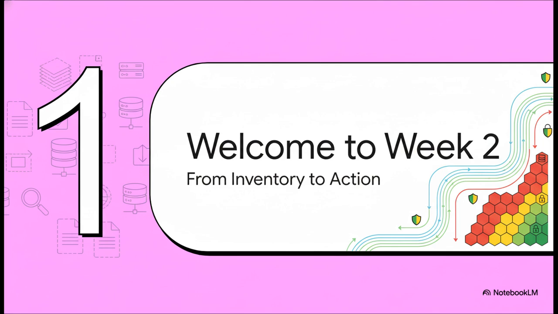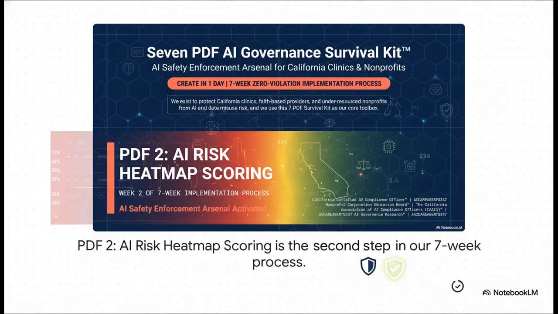Last week, you did that absolutely essential work of creating an inventory of all the AI systems operating in your organization. That was the what. This week, we're focused on the so what. We are taking that list and turning it into a concrete, actionable plan to manage risk. This is step 2 in our 7-week journey together. And the heat map we're building today? Look, it's not just another spreadsheet. Think of it as your command center for AI governance. It's the practical, living document that will guide your decisions around safety, ethics, and legal protection under California law.